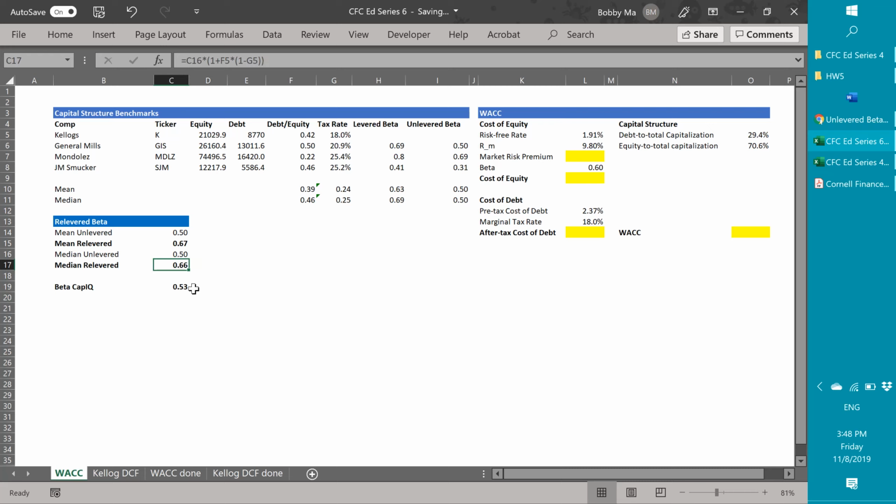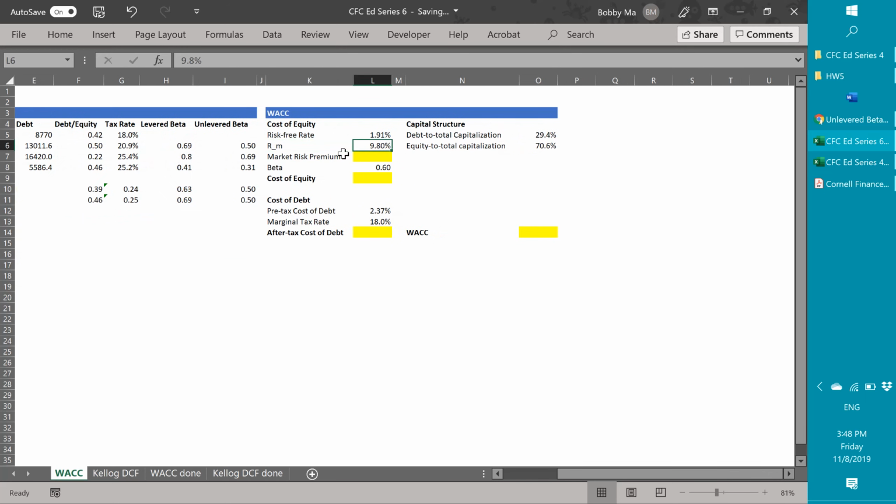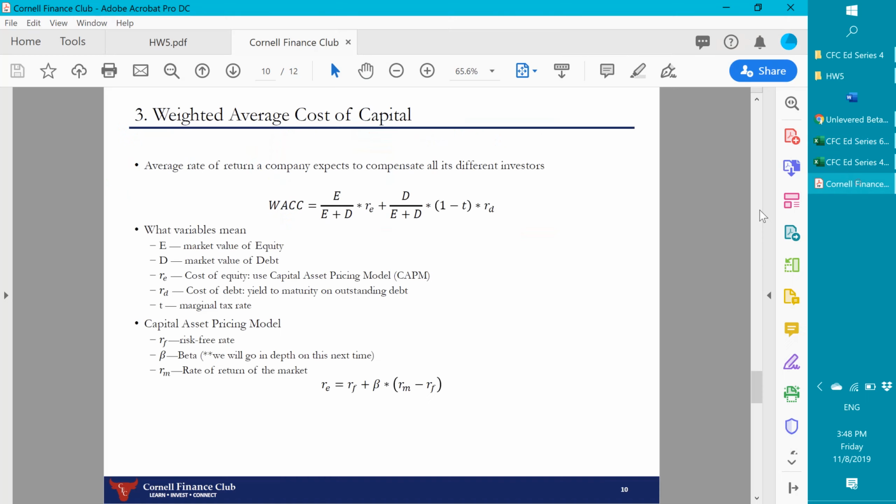All right, did that make sense to people? All right, great. So now once we have calculated beta from this, you can go to the weighted average cost of capital. So first, we want to calculate the cost of equity. And then going on our PowerPoint from last time, we have our capital asset pricing model, which is the risk-free rate plus the beta, which we just calculated, times the market risk premium, which is the expected return of the market minus the risk-free rate.